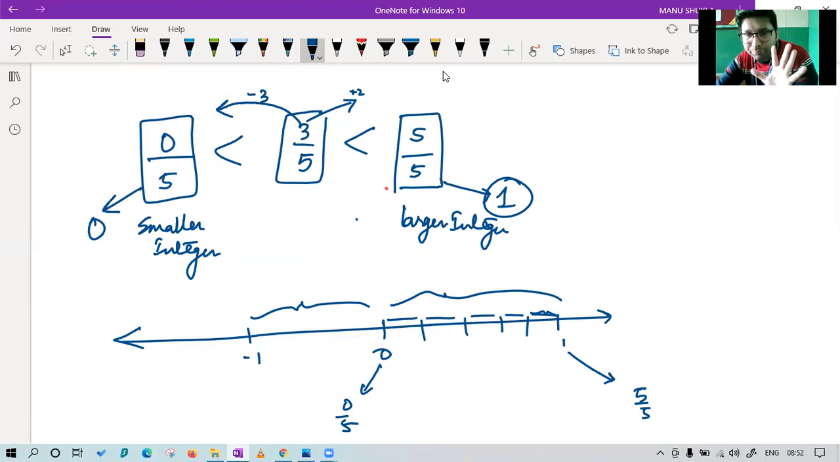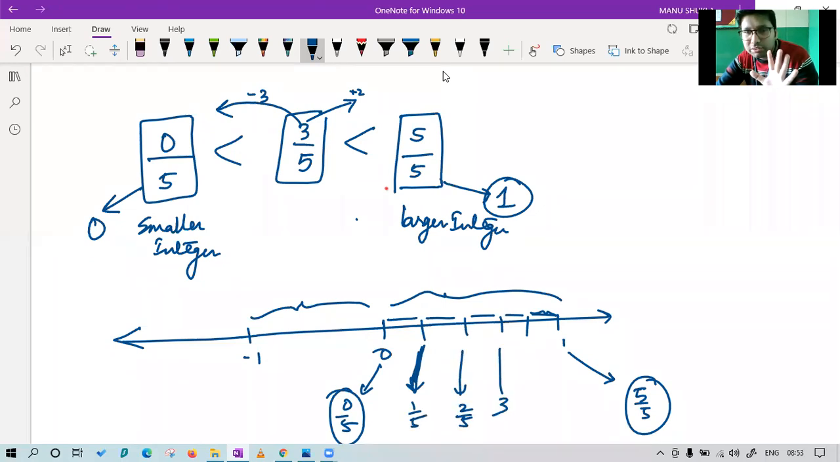And now we can say, what is this number, class? If this is 0 upon 5, this is 5 upon 5, what is this number? Please tell. This is 1 upon 5. This is 2 upon 5. This is 3 upon 5, which is our desired number. So this is the location of our given number. So I hope everyone is ready.